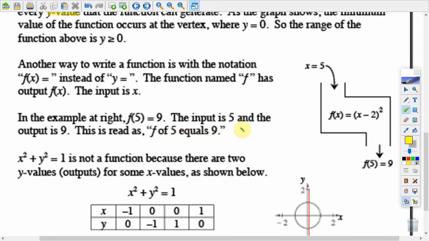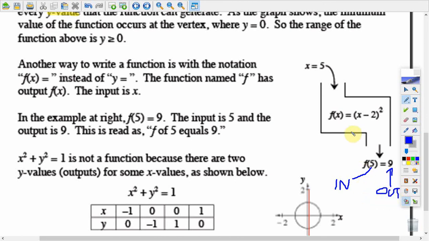The reason that we like this notation is it gives us more information. This tells us, when we look at this, the input and the output. If we just wrote y equals 9, all we would have is the output. We wouldn't know what input gave us that. So this gives us 2 bits of information.